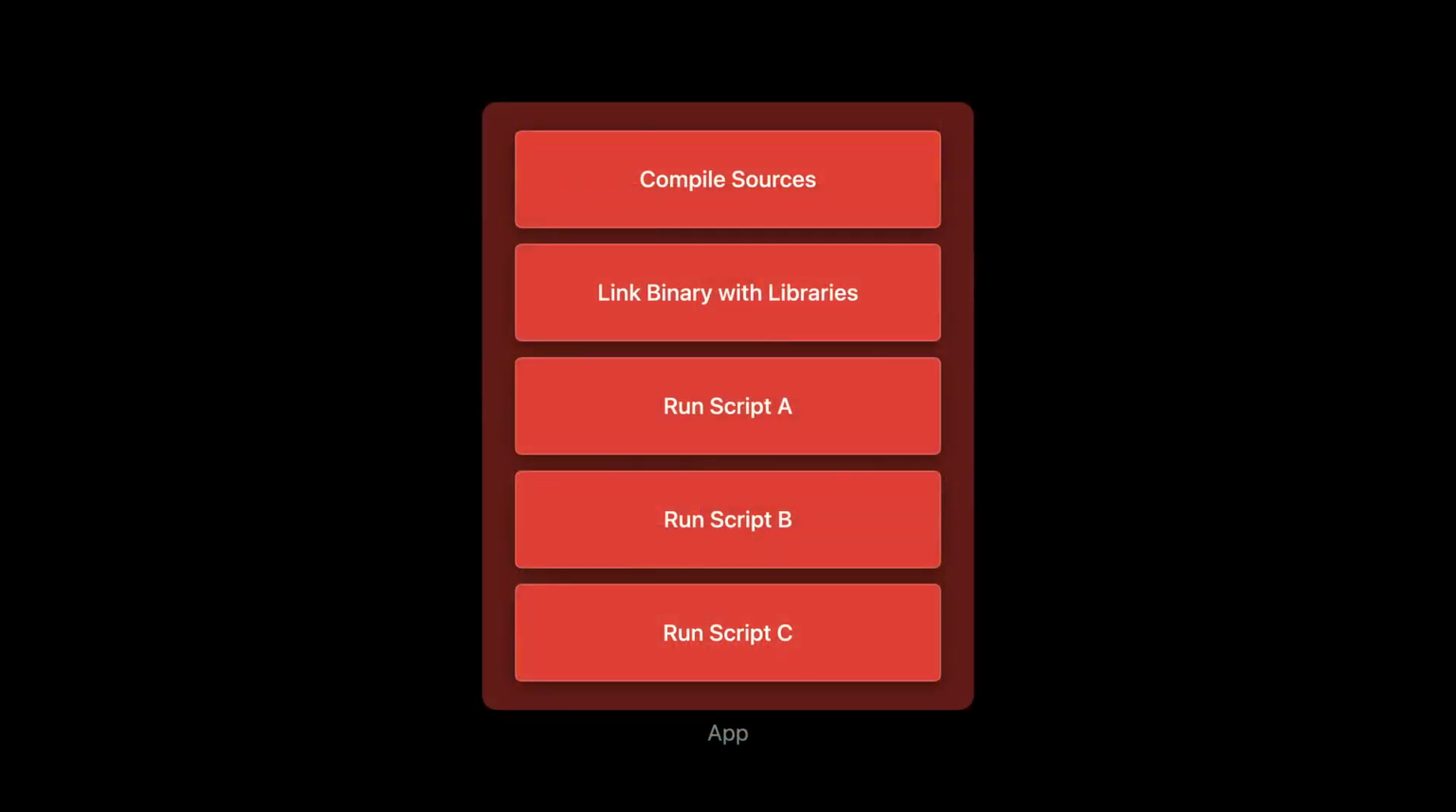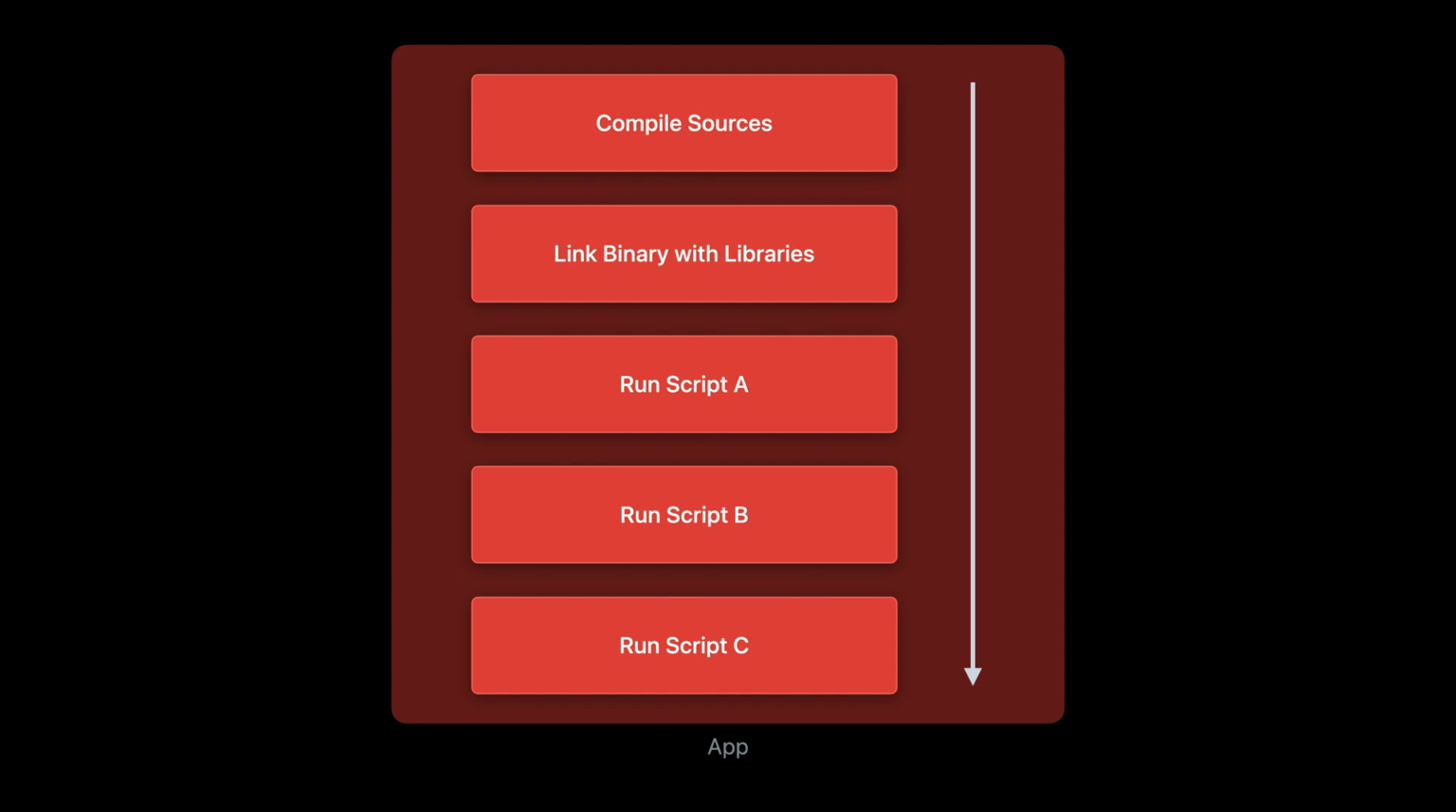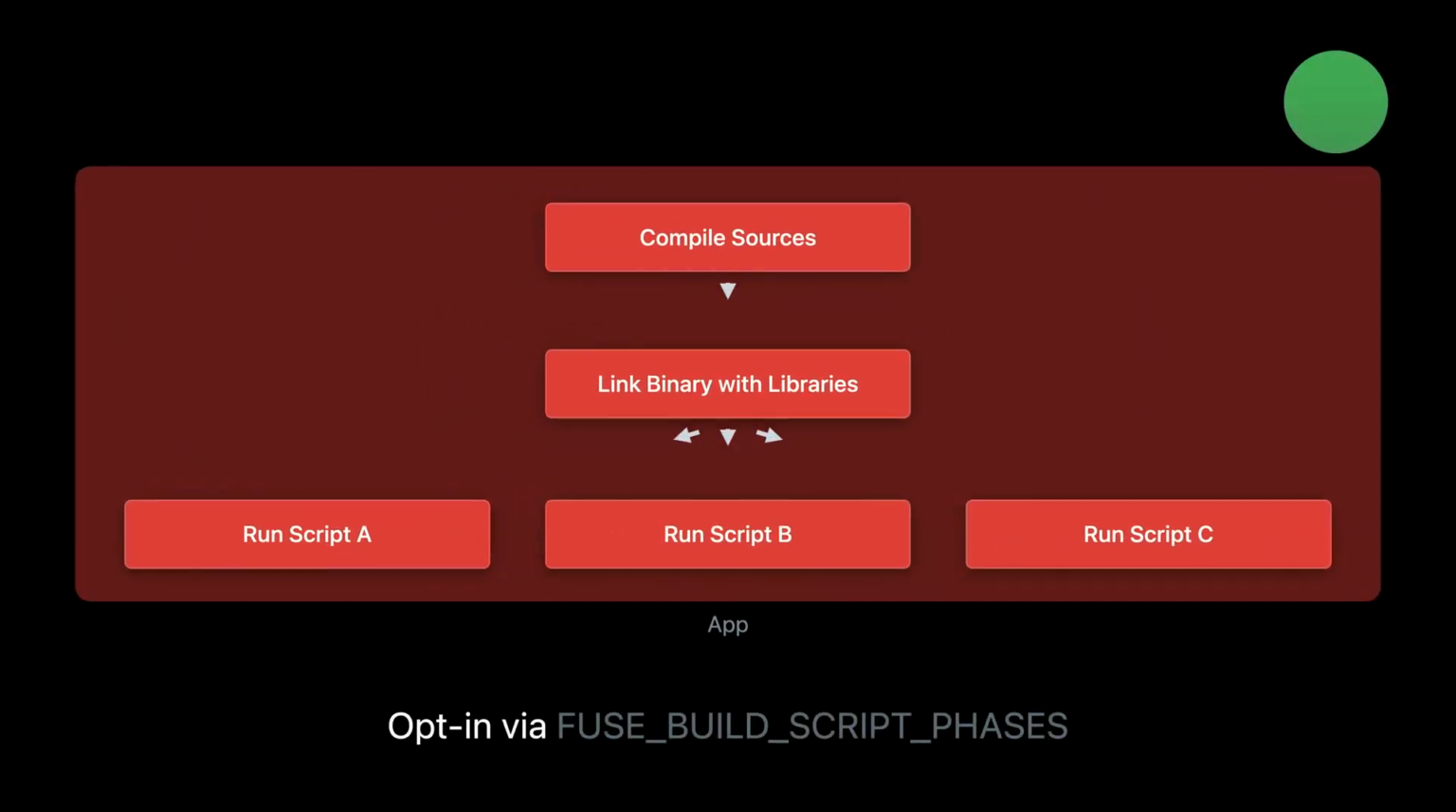Now, let's consider a different target, which contains run script build phases. Unlike other build phases, the inputs and outputs of script phases must be manually configured in the target editor. As a result, the build system will run consecutive script phases one at a time to avoid introducing a data race in the build process. If the scripts in a target are configured to run based on dependency analysis and specify the complete list of inputs and outputs, then the build setting fuse build script phases can be set to yes to indicate the build system should attempt to run them in parallel.